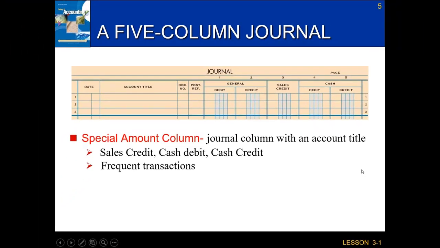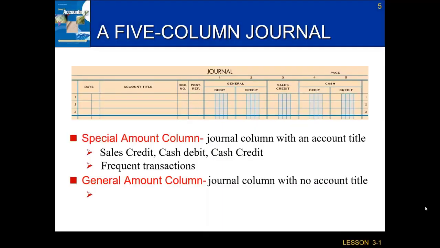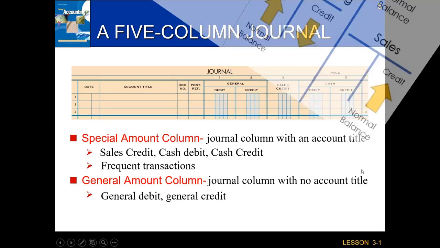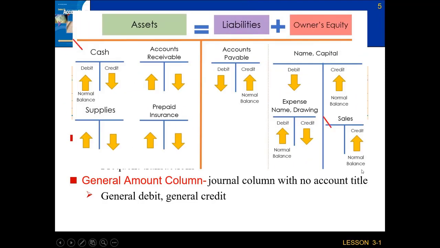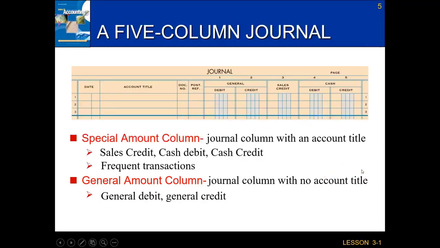So we have the special amount columns, and then a journal is also set up with the general amount column. The general amount column is a journal column that does not have a specific account title. It just has the general debit and the general credit. And so if we look at the accounting T and we cross out our sales and our cash, that would mean that anytime we use accounts receivable, supplies, prepaid insurance, accounts payable, any expenses, and any capital or drawing accounts, those would all get recorded in the general amount column. The sales and the cash, again, are recorded in the special amount columns.